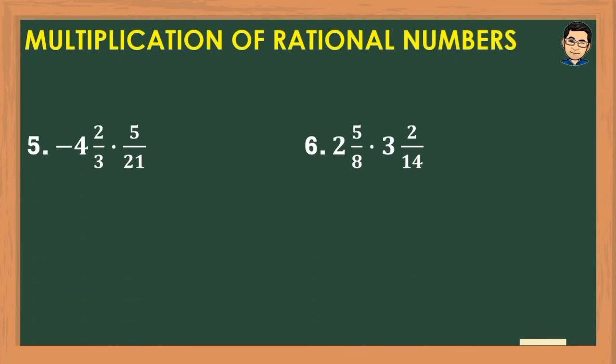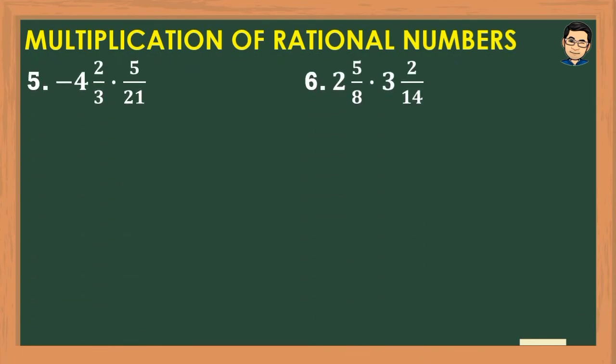So another one, number 5, negative 4 and 2/3 times 5 over 21. So when we multiply a mixed number to a fraction, it's either proper or improper. So we have to change negative 4 and 2/3 to an improper fraction, so para po mai-multiply natin. So how do we change negative 4 and 2/3 to an improper fraction?